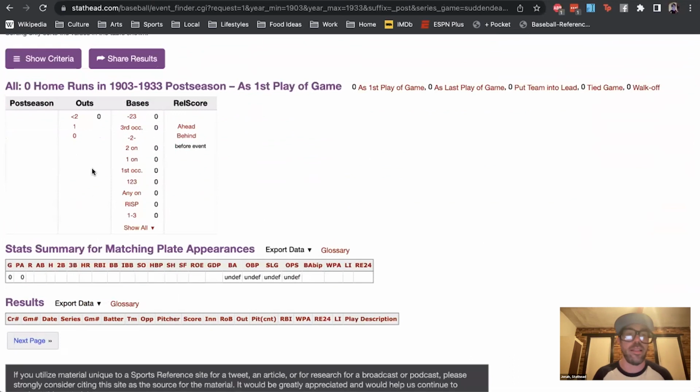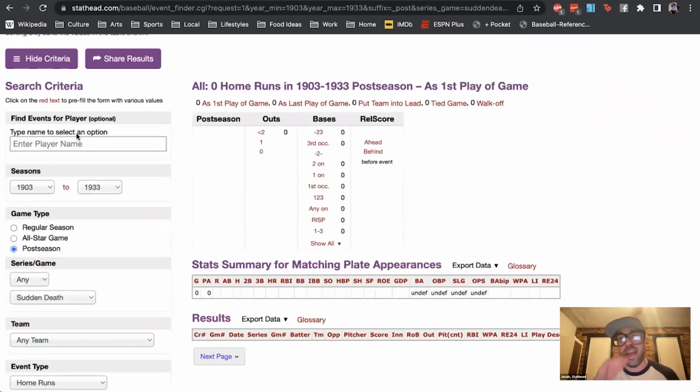No, not that either. So as you can see, when you're watching a game, especially postseason games, where every at-bat is so important, every play is so meaningful, you can hop into the event finder and be like, oh, wow, this has never happened before. Even if you're watching a game on a random Tuesday, there's a good chance something will happen. You'll be like, that has never happened before.